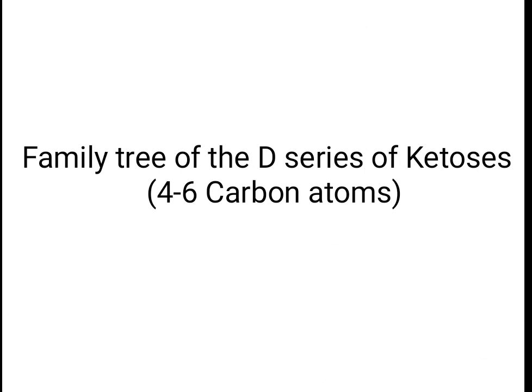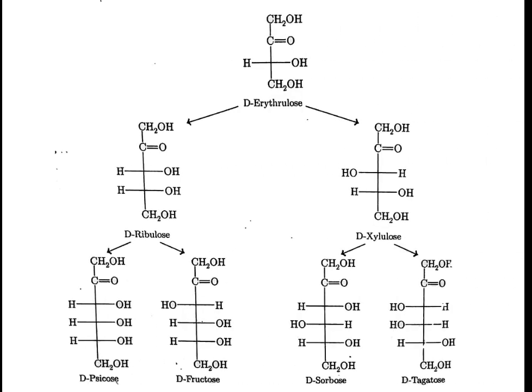Now the family tree of the D series of ketoses, 4 to 6 carbon atoms. The first optically active ketose is erythrulose, and then after that you will get ribulose, xylulose, psicose, fructose, sorbose, and tagatose. So write down all these structures.